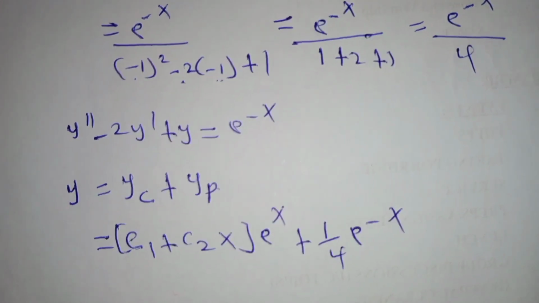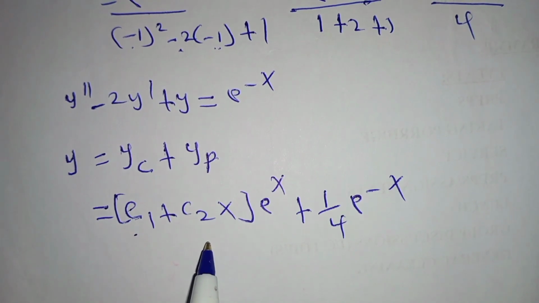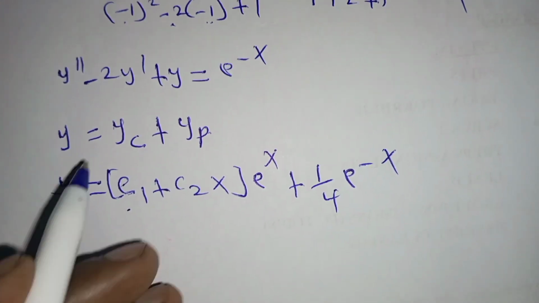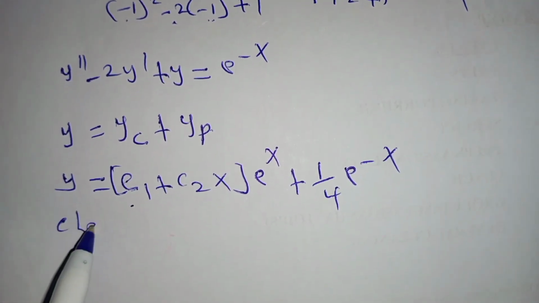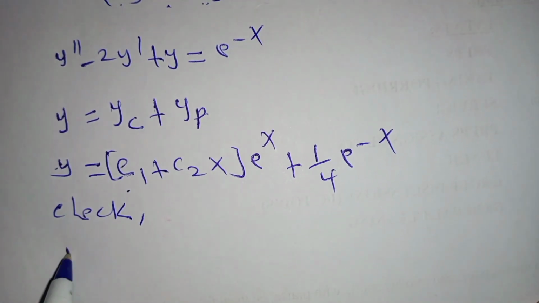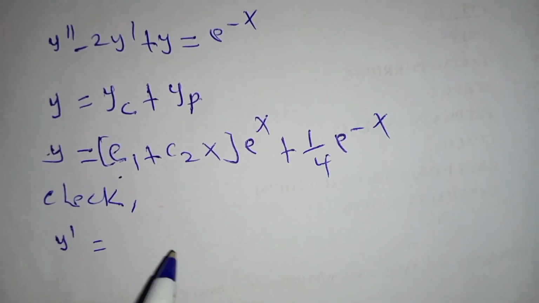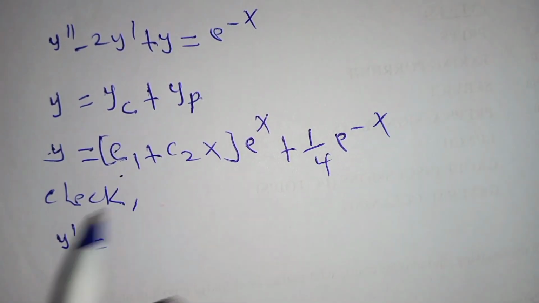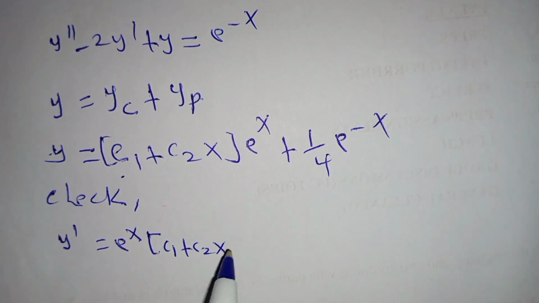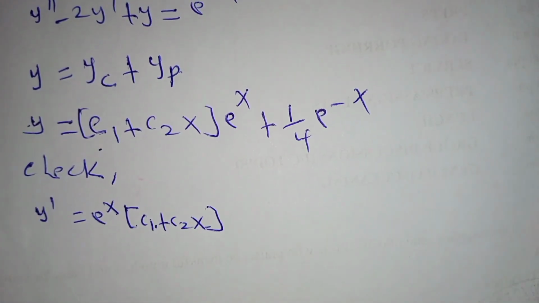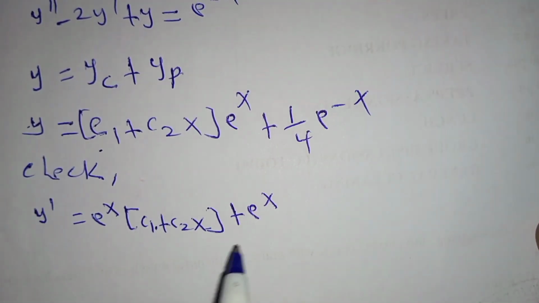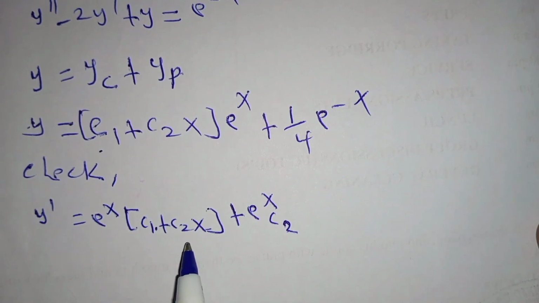You can even try to check whether this is correct by differentiating this twice. To check, you just differentiate this twice. I will just give you a hint. Here you have y prime equal to exponential x into bracket c1 plus c2 x. This is a product, then you want plus exponential x times c2.